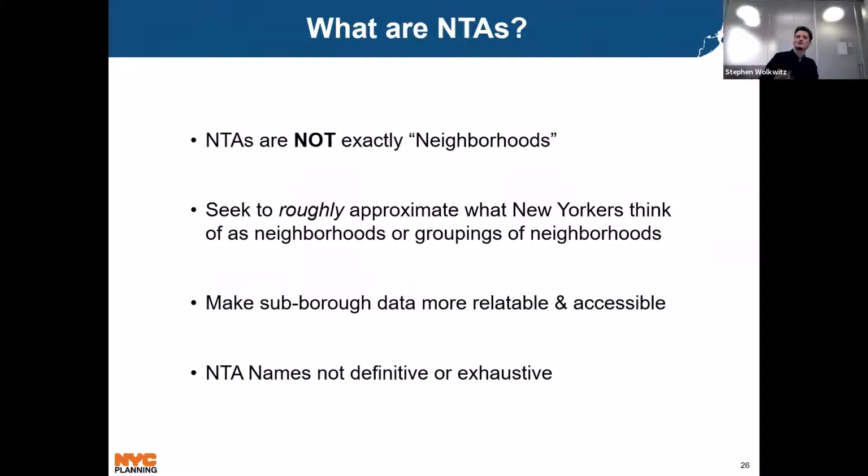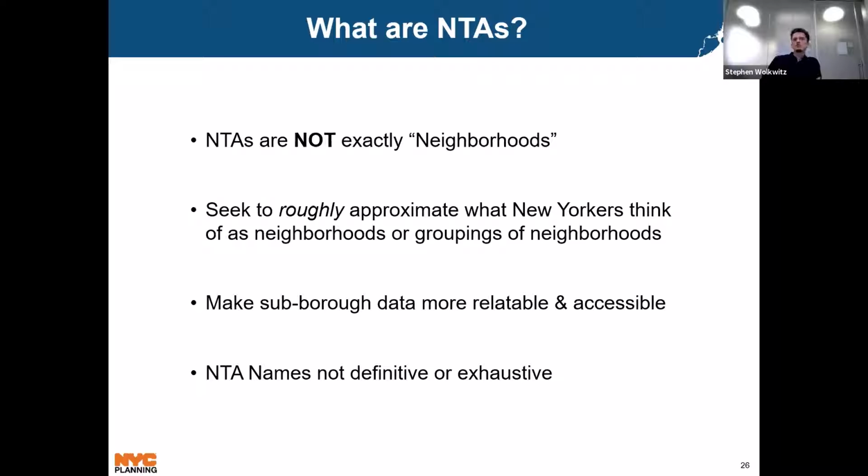A little bit more on what NTAs are or are not. We don't see them as being exactly neighborhoods. We want to flash that disclaimer that we're not intending to definitively represent neighborhoods or put an official stamp on any particular boundaries. Neighborhood tabulation areas seek to roughly approximate what New Yorkers think of as neighborhoods, or as I said, groupings of neighborhoods when they're small and we need to put them together to cross that minimum population threshold. But why even do this? Why even try to roughly approximate neighborhoods?